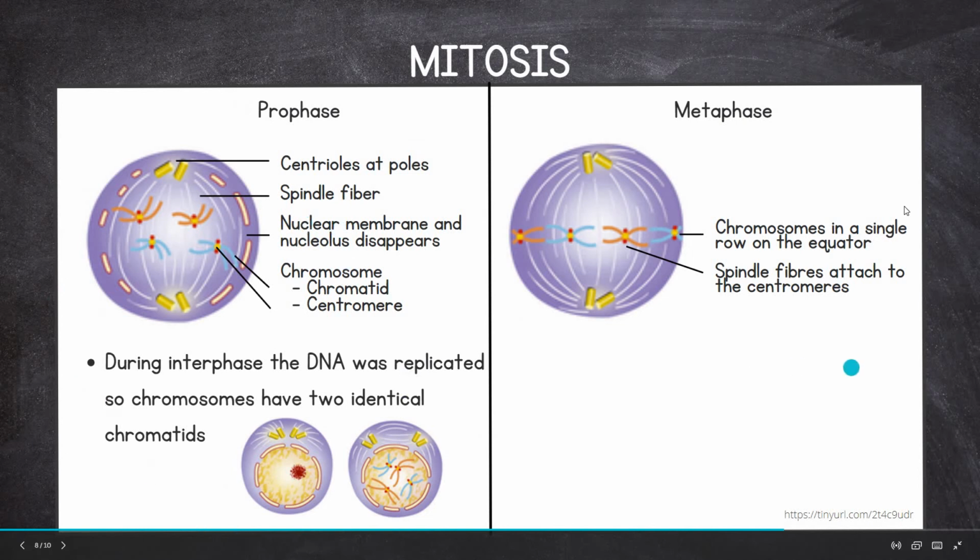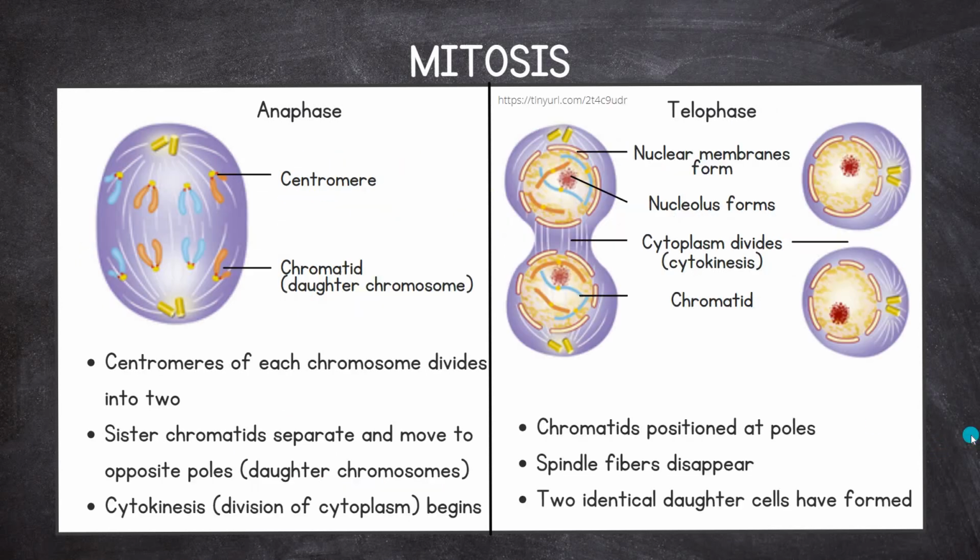Okay. Then we move on to metaphase, which is your next section. So you can remember prophase, pro meaning before, metaphase. The chromosomes are in a single row on the equator, so they're in the middle of the cell. So the chromosomes are in a single row on the equator, and the spindle fibers attach to the centromeres over here. Okay?